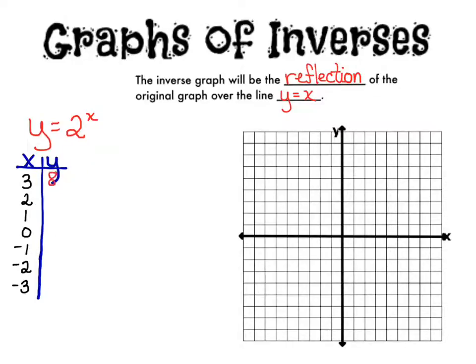2 to the third power is 8. 2 squared is 4. 2 to the first is 2. 2 to the 0 is 1. And you can see that each of these numbers on the right hand side we're taking half of them. So 2 to the negative first is not negative 2, folks. It's 1/2. And this is 1/4. And this is 1/8. And I'm just simply going to graph those ordered pairs on my patch of graph paper.